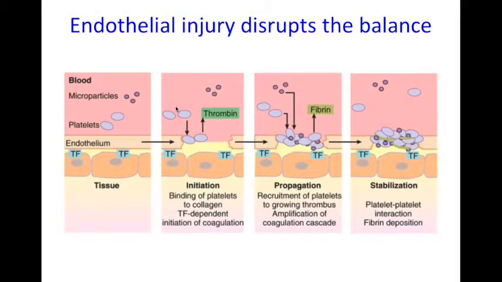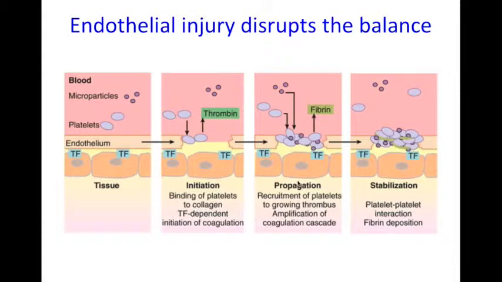So when the endothelium is injured, this balance gets disrupted. And we can see over here the intact endothelium with tissue factor exposed, circulating blood and platelets, and a nice smooth endothelium. Here we see that the endothelium has been injured or disrupted. And what occurs then is a binding of platelets to the collagen, and tissue factor-dependent initiation of coagulation. And this is what we know as the extrinsic pathway, and we'll talk more about that in a moment.